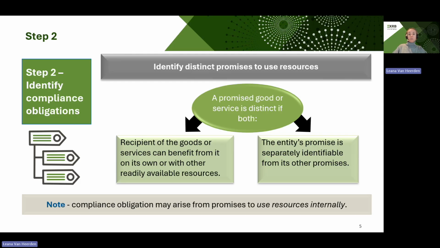For a good or service to be considered distinct, 2 conditions must be met. Firstly, the recipient can benefit from it either on its own or together with other resources that are readily available. And secondly, the promise can be separately identified from other promises in the arrangement. This step is important because each compliance obligation becomes a unit of account.